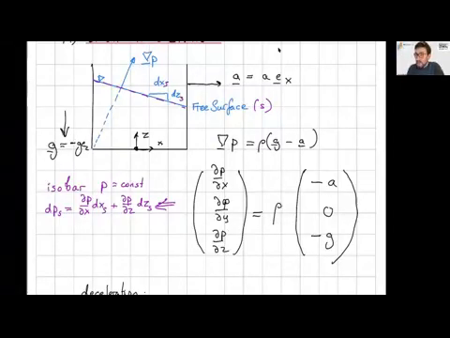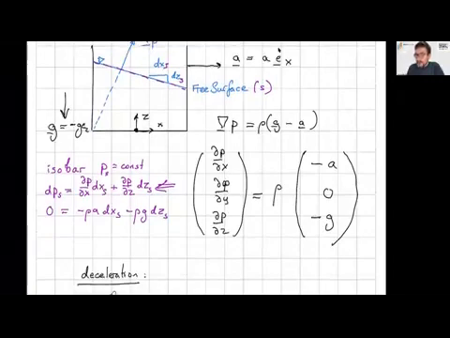So if I combine this with the statement that we've got here, the variation of pressure along a surface is 0 because it's a constant pressure surface. So dP is 0. And now I can substitute for dP/dx, which is minus rho a, times dx/ds, and minus rho g times dz/ds.